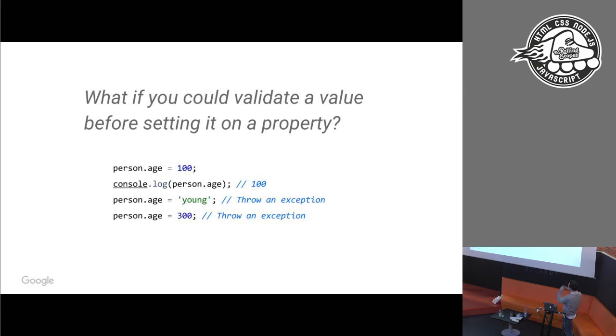Here's an example. You can set person.age, and you can see that it was set. But if you try to set a string to that property, it's going to throw an exception. This is new behavior. This doesn't exist in ES5 today, and you couldn't create this even if you really wanted a very strict person object. In this example, they've also set a validation limit on how old a person realistically can be, so if you try to set it as 300, that also throws an exception. The punchline here is that proxies allow you to do this.